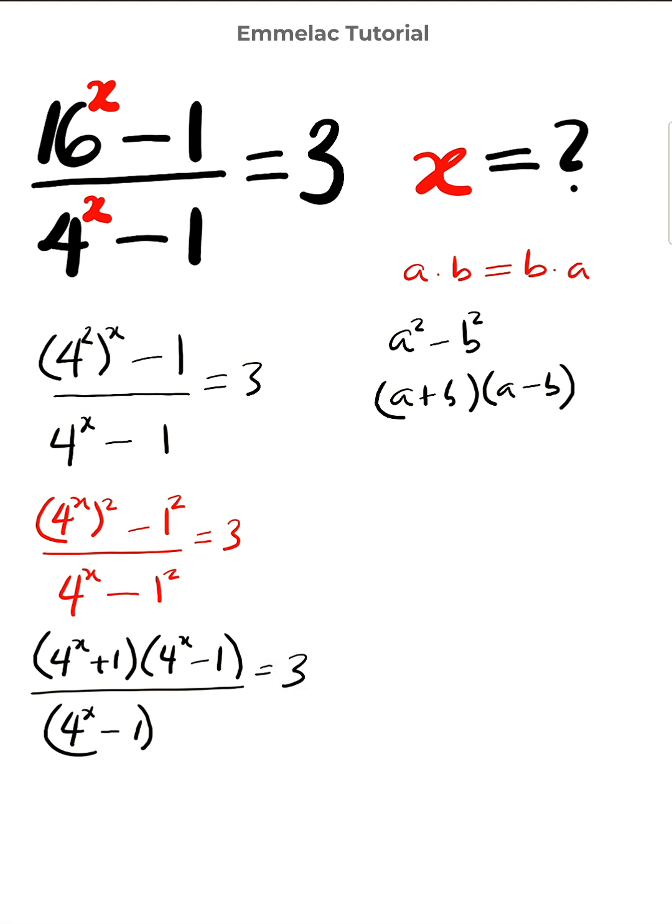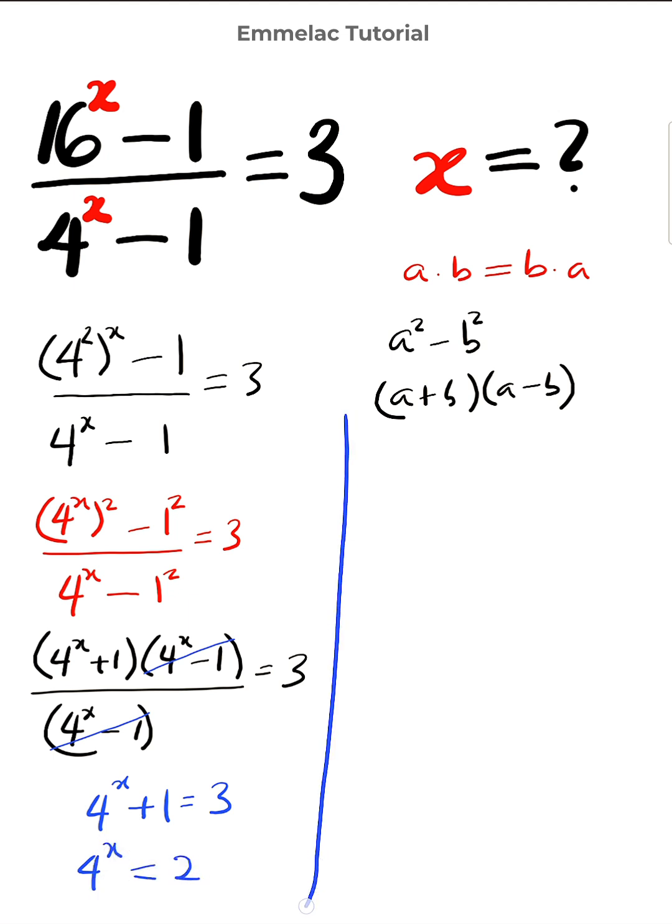3. Okay, so now taking a look at the numerator and the denominator, you get to see that we have a common term, this and this. So I can eliminate that or clear it off. So I clear this off and I clear this off. So I am left with 4^x plus 1 equals 3. Now by subtracting 1 from both sides, I end up having 4^x equals 2.